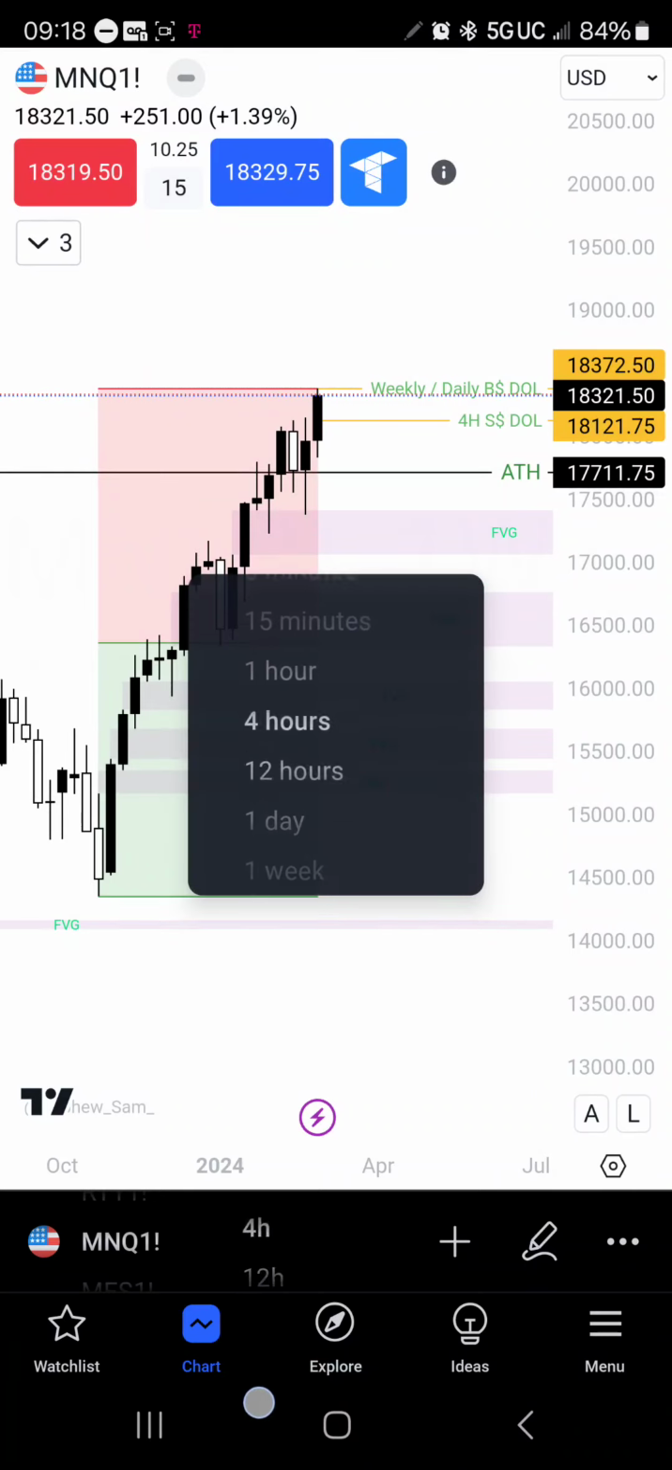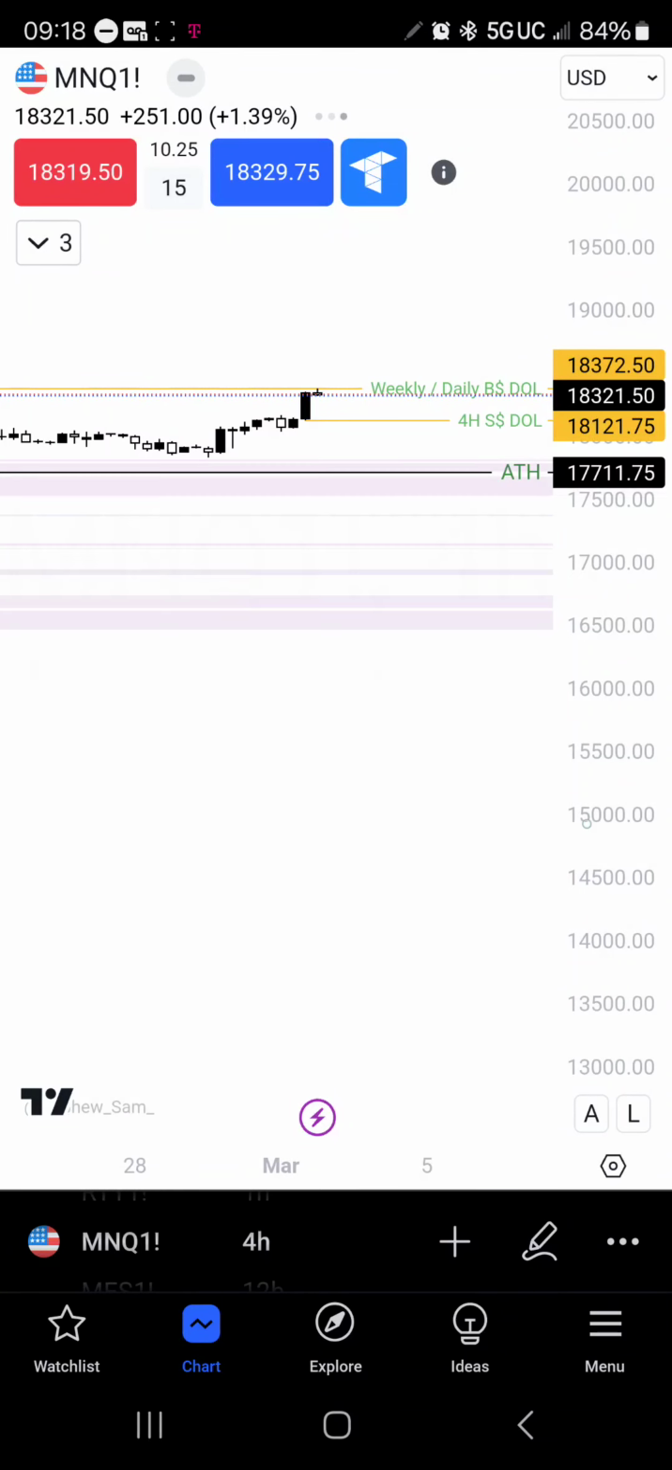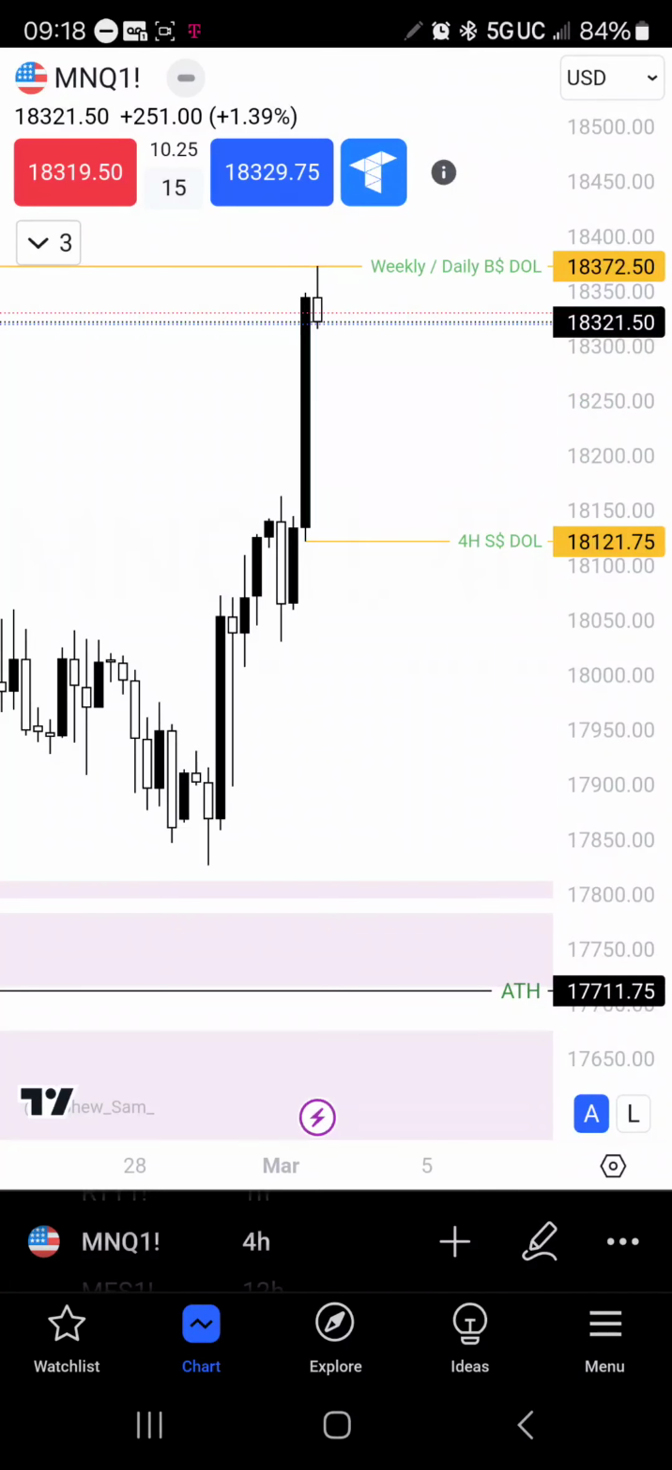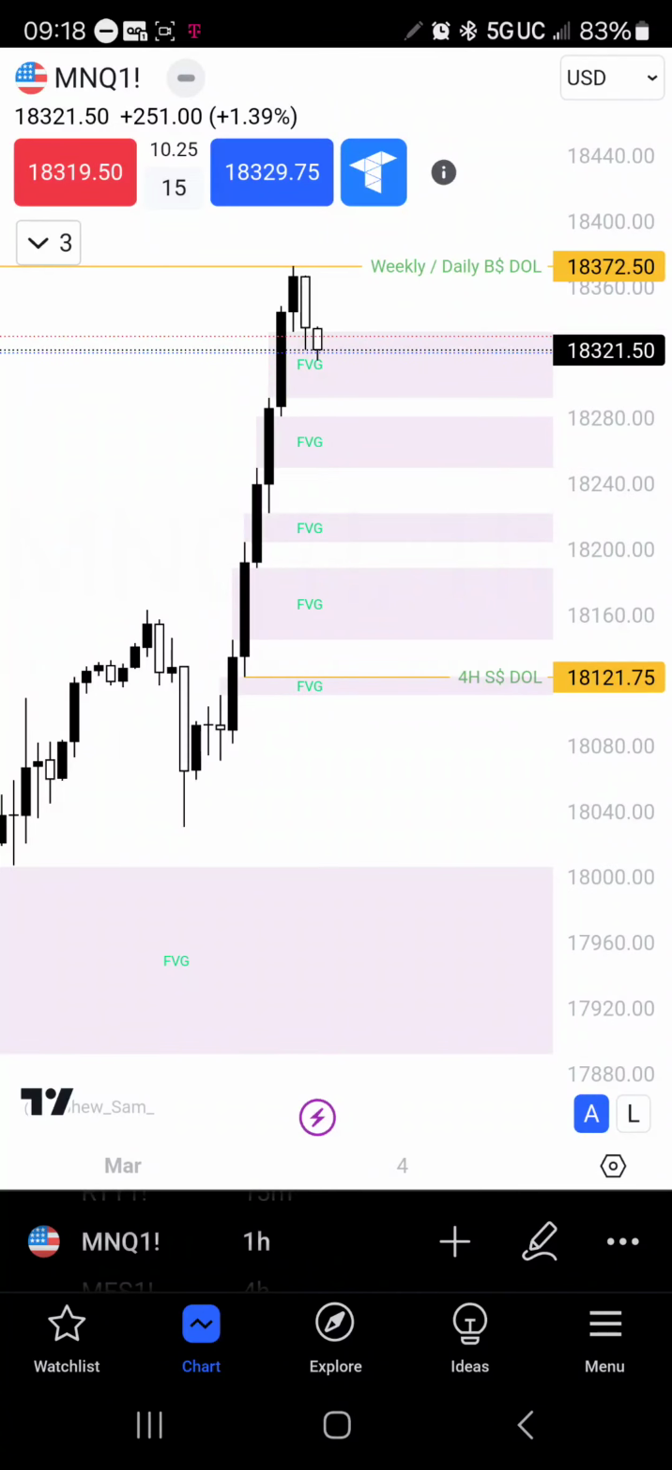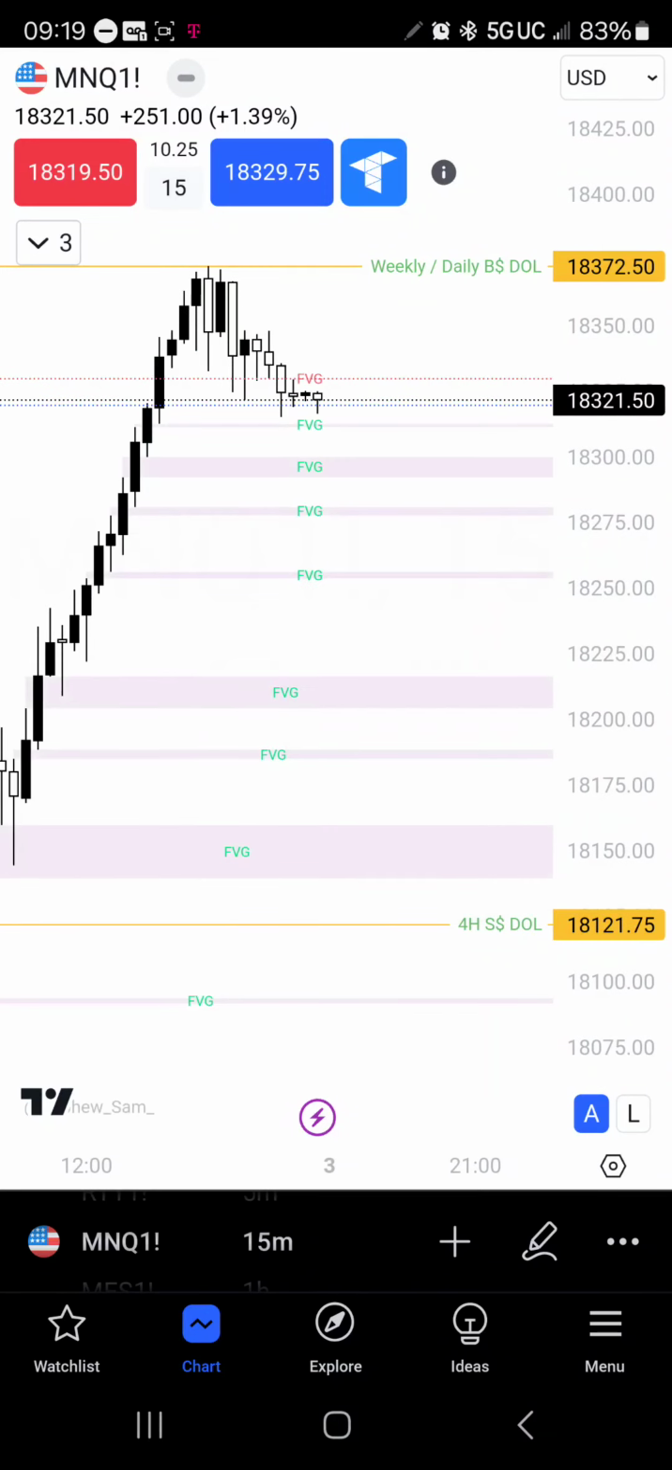Okay, so let's drop back down to that 4 hour. Okay, so again, it's very possible we could see the market open up targeting this low right here, and possibly any of these draws on liquidity, as well as these fair value gaps. Okay. Let's drop down to the 1 hour. Okay. We can already see the 1 hour starting to turn.